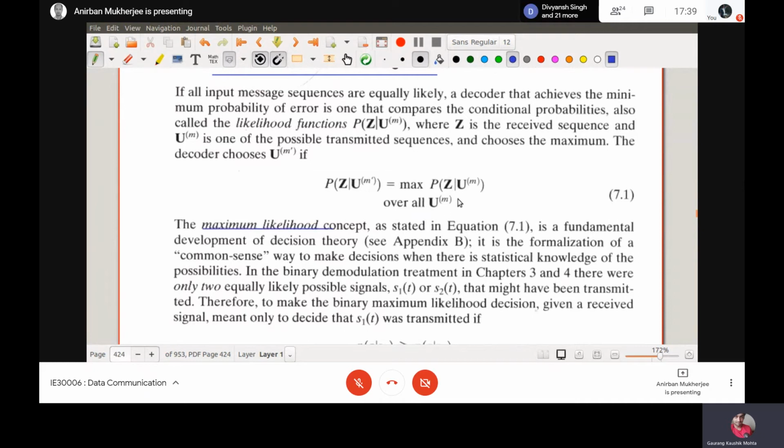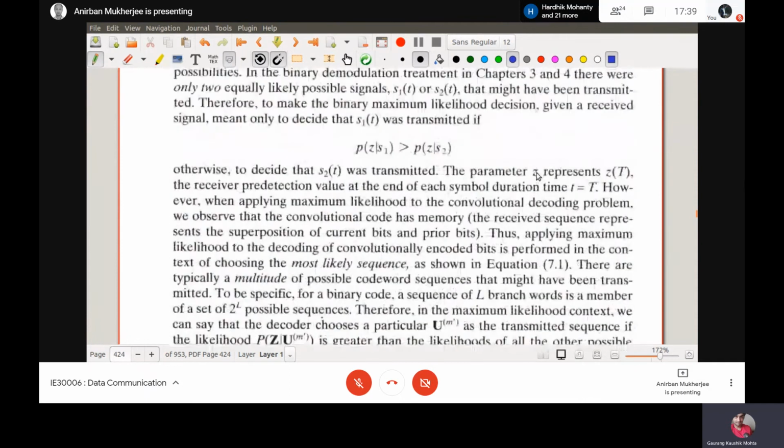Okay, so now that means that, like that. Say I am a binary communication kind of thing, sending S1(t) or S2(t). I have a decision to make. That means if I have received something, with probability of Z.